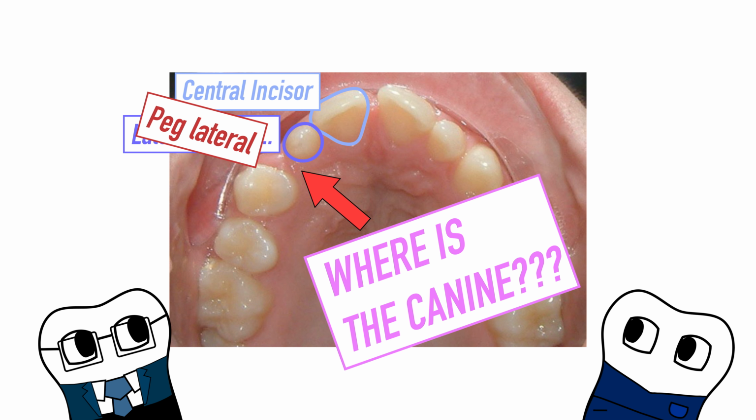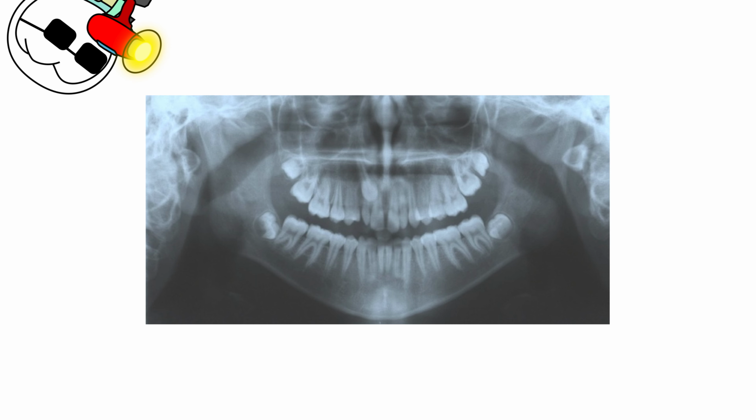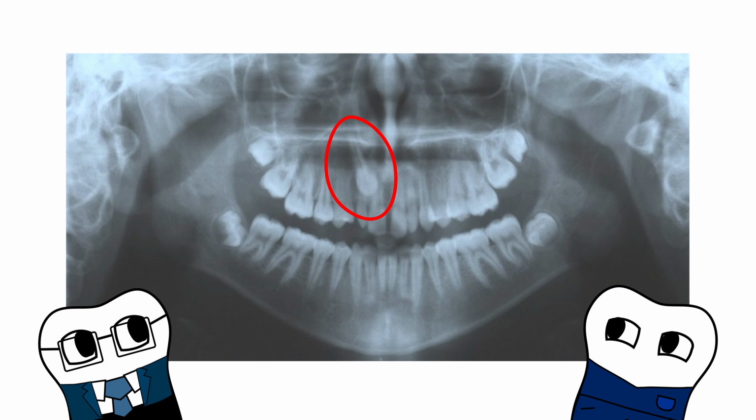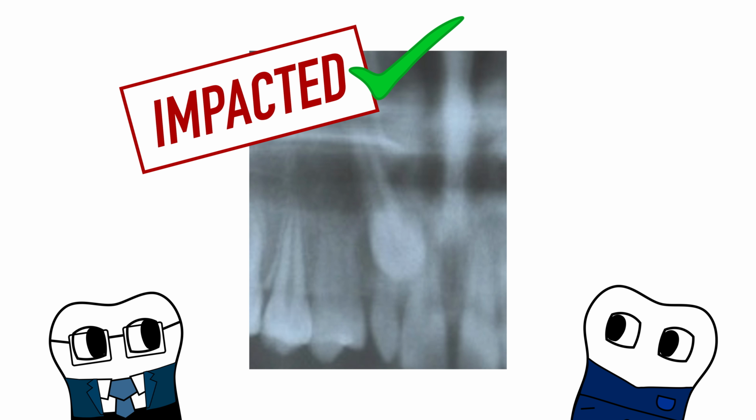Where is the canine? There you go. Very good. Now we're going into the x-ray again. And how do we report that canine? It's there, but it's definitely impacted. Definitely impacted. Now let's go back to the mouth.